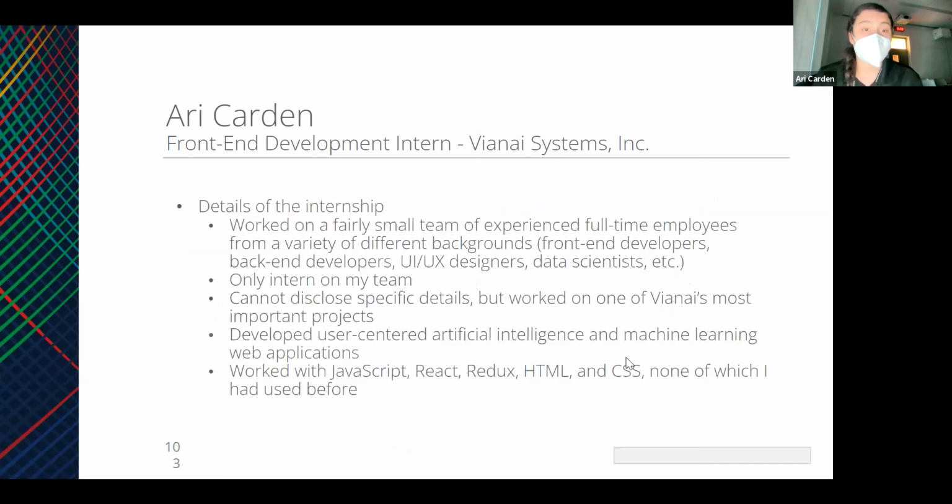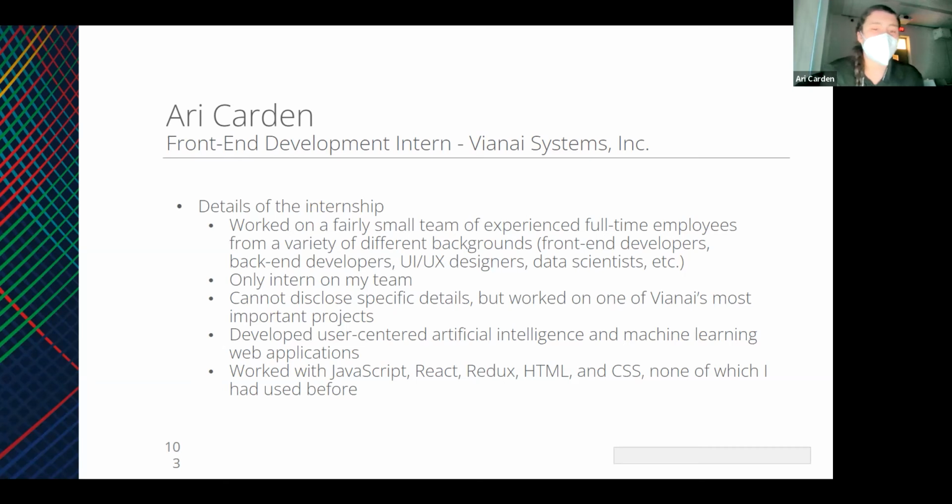All right, next slide. So some of the details of the internship. I worked on a fairly small team of experienced full-time employees that came from a variety of different backgrounds. So there were front-end developers, back-end developers, UI and UX designers, data scientists, etc. And I was actually the only intern on the team that I worked on. So that was a really great experience. Because even though it would have been great to also interact with other interns, I think that I really gained a lot from working with full-time employees who had a lot of experience and being mentored by them and learning from them. I think that that was a really great and really unique experience.